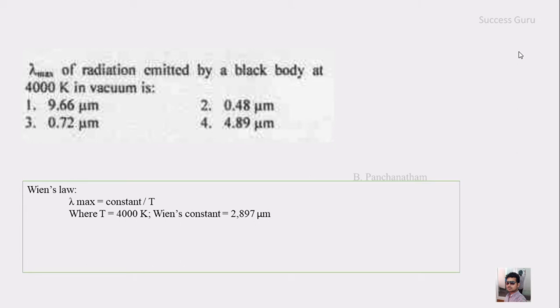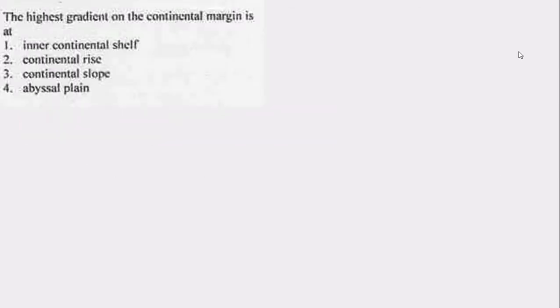And what they had given is T, that is temperature, is 4000 Kelvin, and Wein's constant is 2897 micrometer Kelvin, that is a constant value. So by substituting this, you will get delta max is equal to 2897 by 4000, and delta max is equal to 0.72425. So the answer is option 3, that is 0.72 micrometer. You got it? So if you know Wein's law, you can solve this question, that is not a big deal. And the next question is that the highest gradient of continental margin is at.